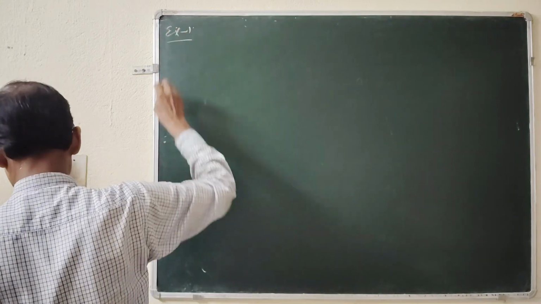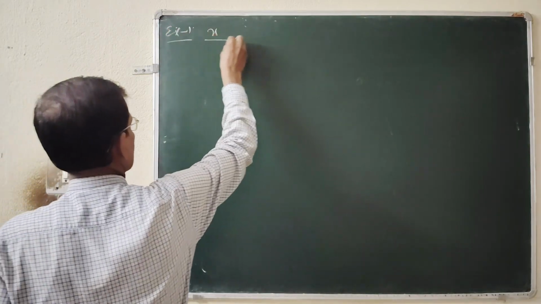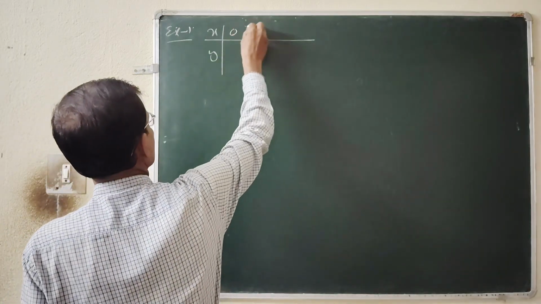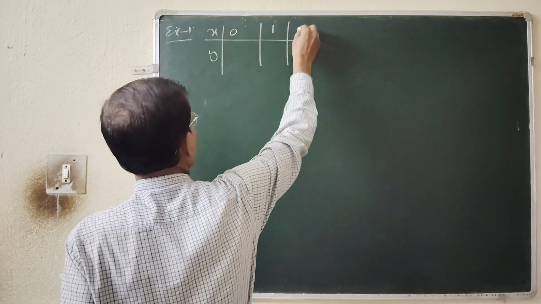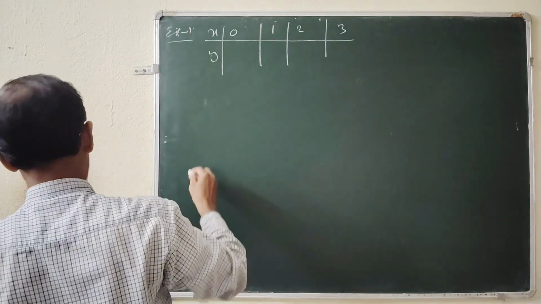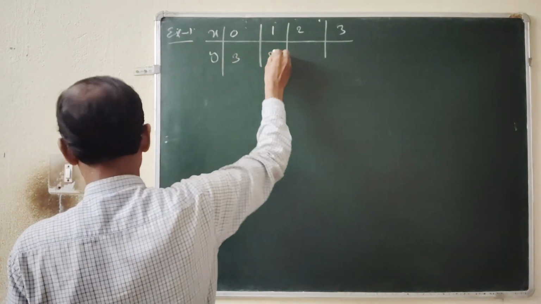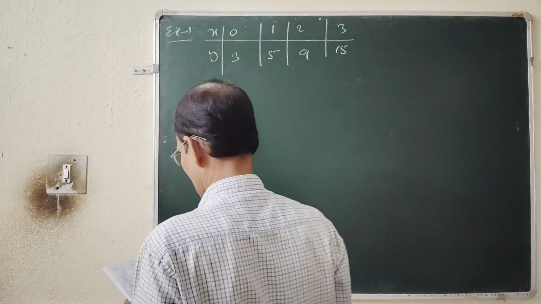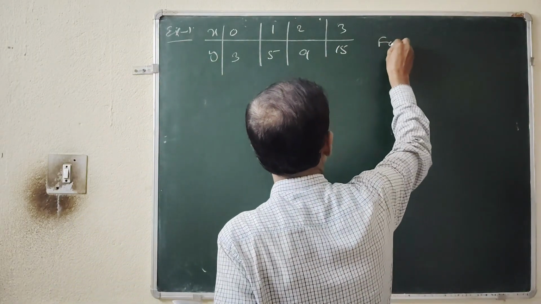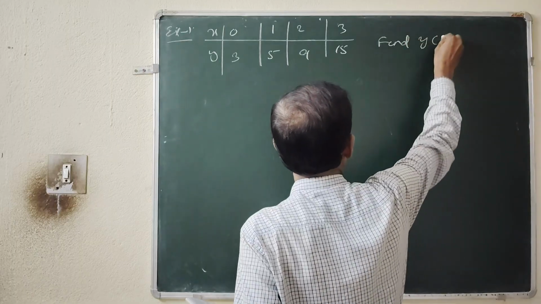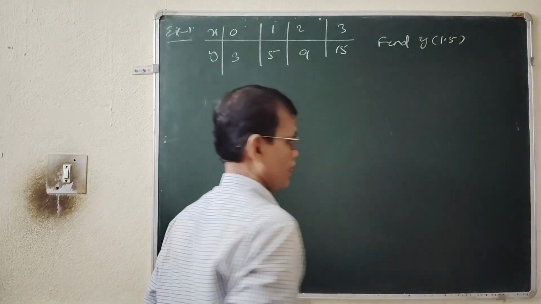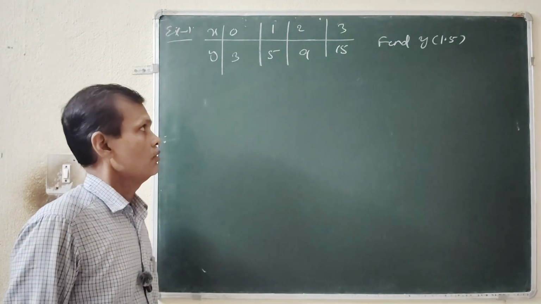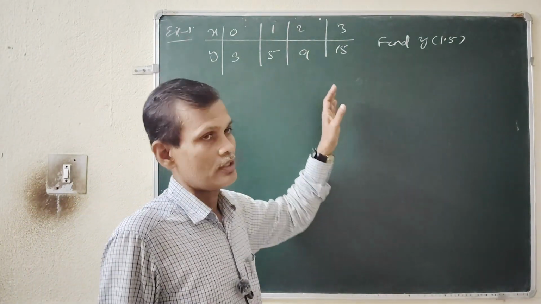Example 1. This is the set of data. This is x and this is y. X is 0, 1, 2, 3, and the corresponding data is 3, 5, 9, 15, and you have to find the value of y of 1.5.